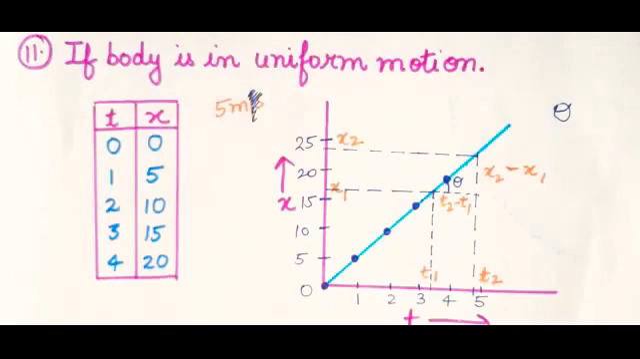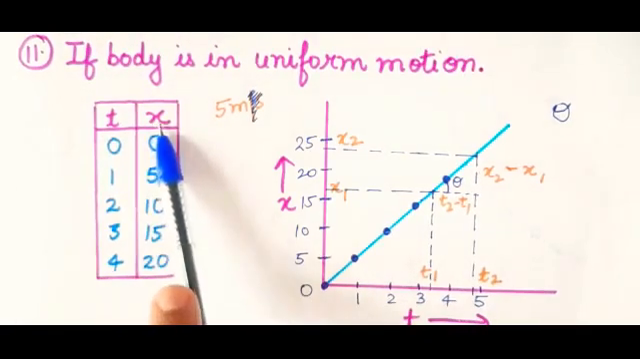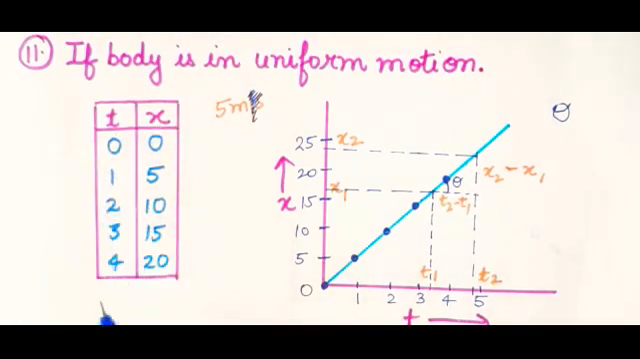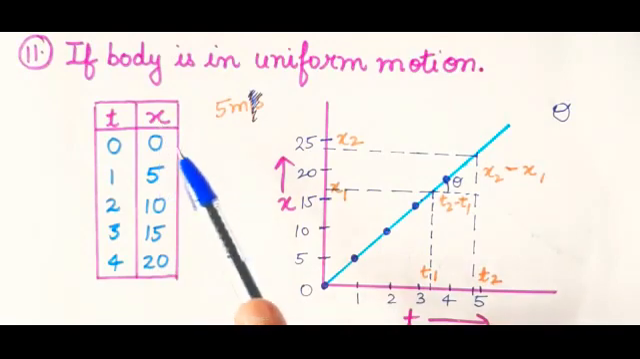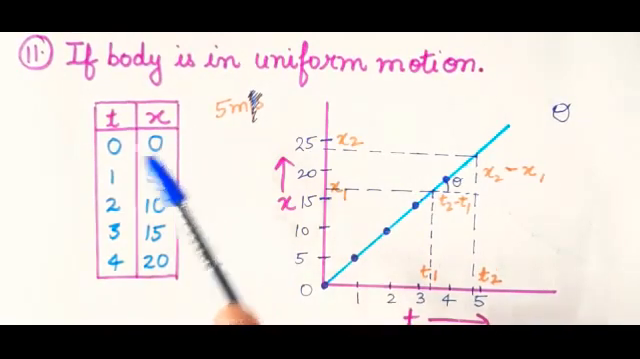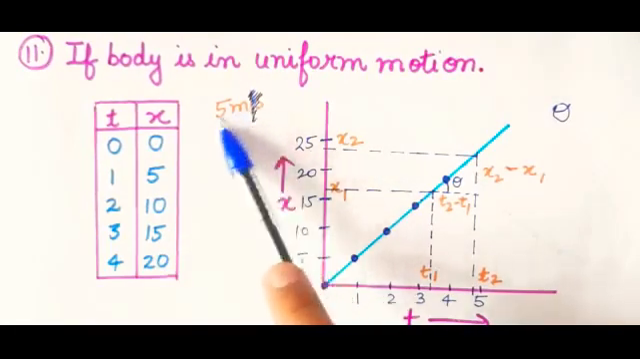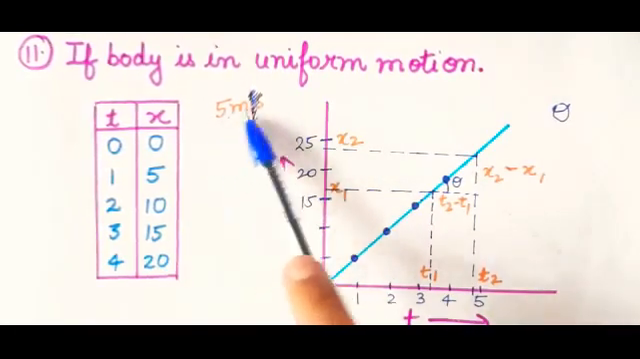Now the second case is if the body is in uniform motion. Again draw a table. Write t for time and x for distance. The time interval is 0, 1, 2, 3, 4, 5 and so on. Now coming to x, initially it was at 0. Now in 1 second it travels a 5 meter distance. You can take 2, 3, 4, anything. I have taken 5 meters.